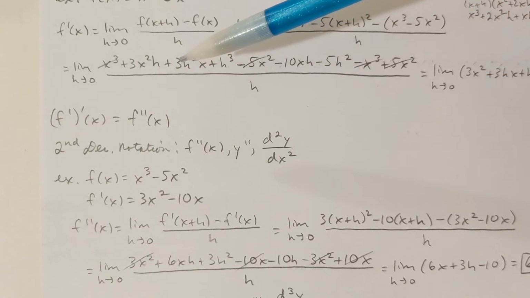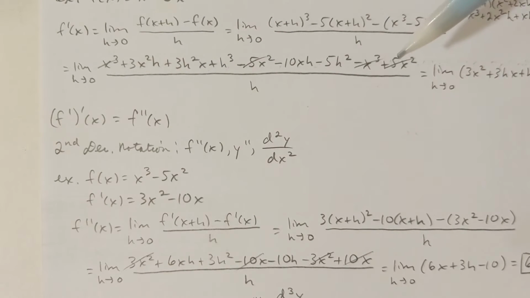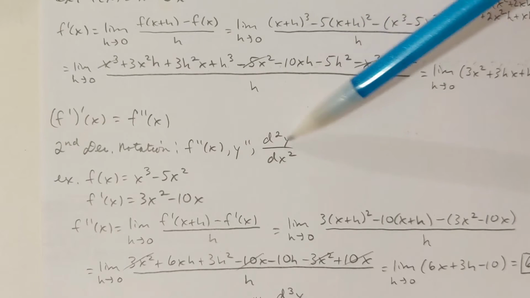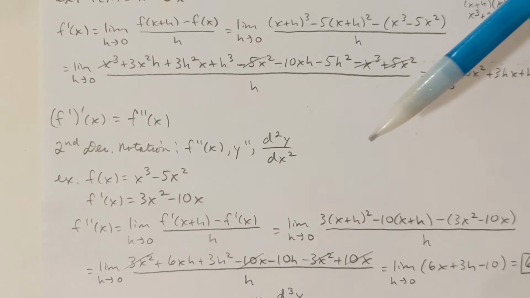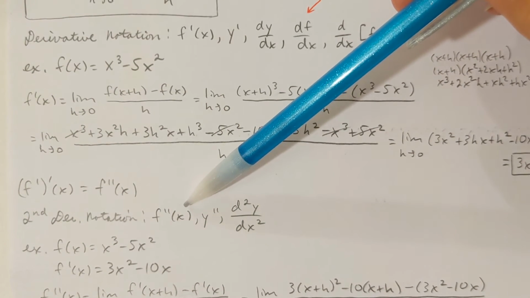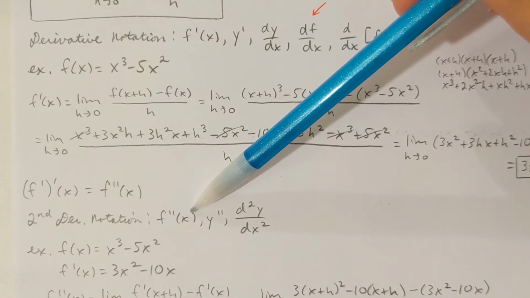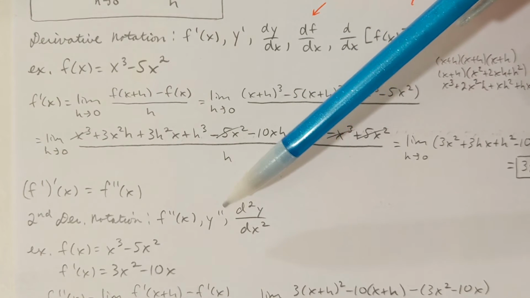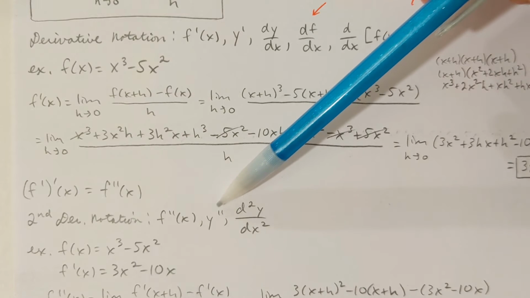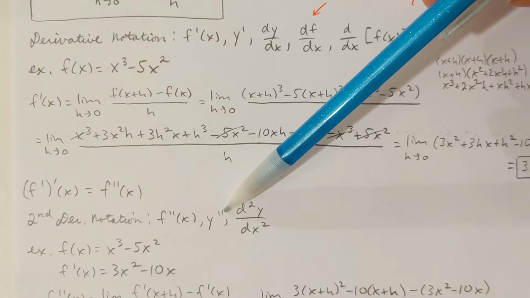We call this the second derivative, okay? F double prime of x means that you're going to differentiate the first derivative. Here's some common notation that you'll see in the book. F double prime of x means that you're talking about the second derivative of f with respect to x. If you have an equation in terms of y and x, y double prime would mean the second derivative of y with respect to x.